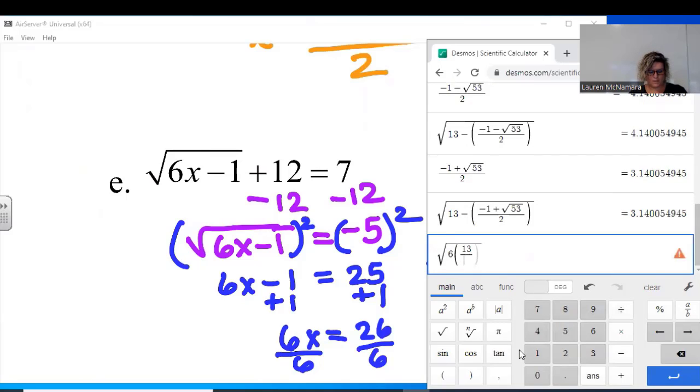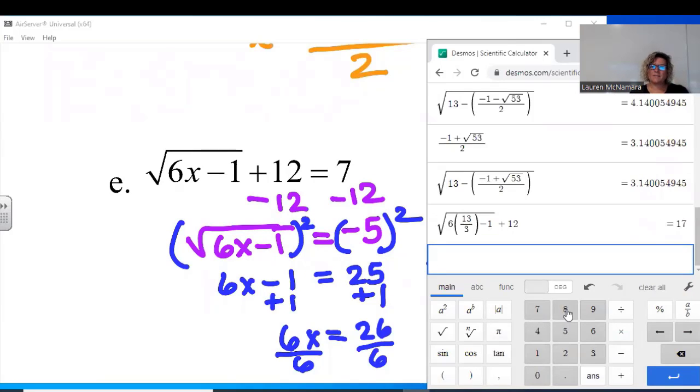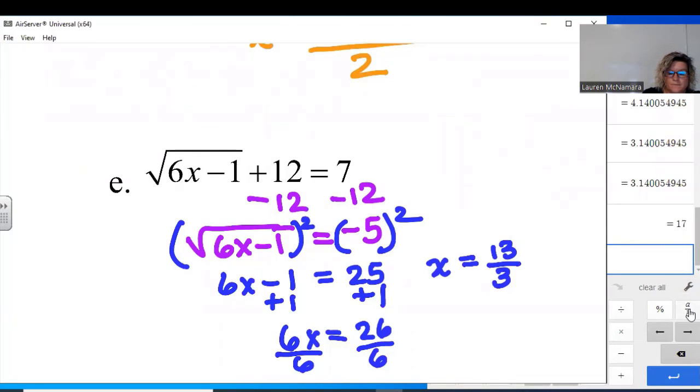13 divided by 3. And then minus 1. So that's underneath my radical. Then I'm going to hit plus 12. Does that equal 7? Nope. It equals 17. So that didn't work. So in this case, my answer is no solution. So I'm going to cross that out and say no solution.